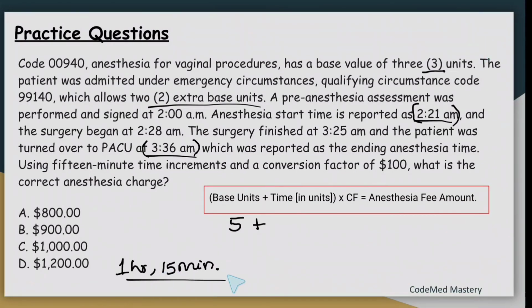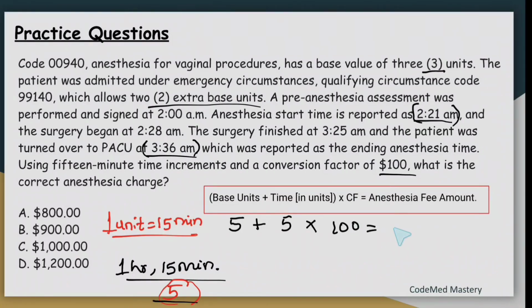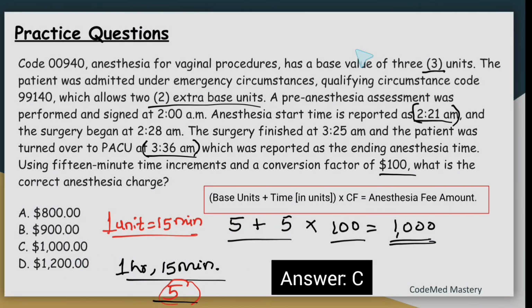Now we have to convert this time into units. Remember, while discussing the guidelines, I mentioned that 1 unit is equal to 15 minutes. So 1 hour 15 minutes is how many units? 5 units, right? So the time in units will be 5, times the conversion factor. What is the conversion factor? $100 is equal to anesthesia fee amount. 5 plus 5, times 100, will be 1000. So we got our answer. The right answer is option C, $1000.